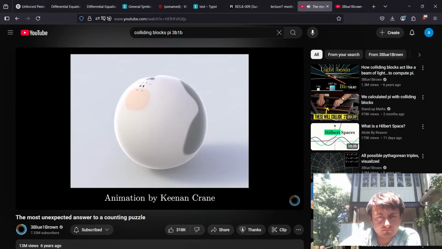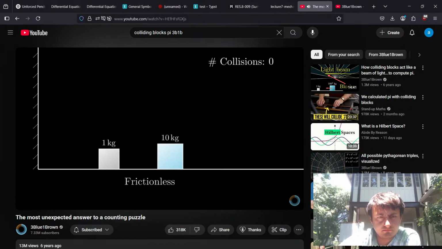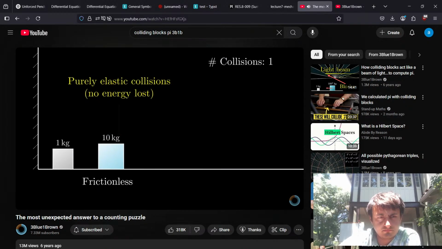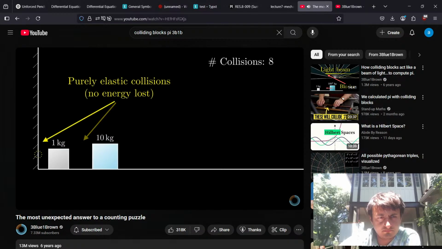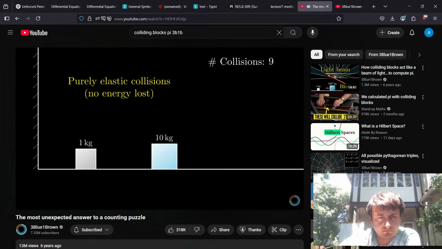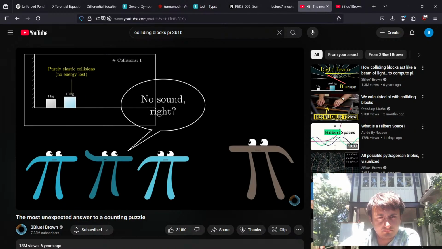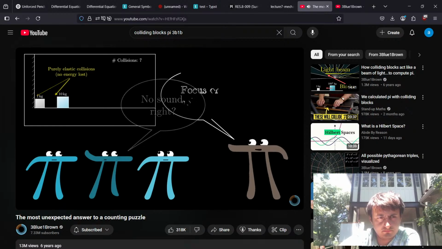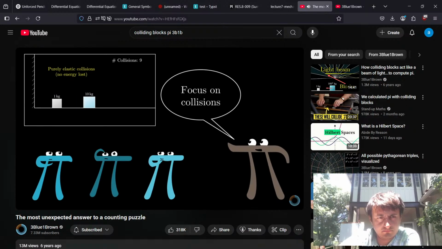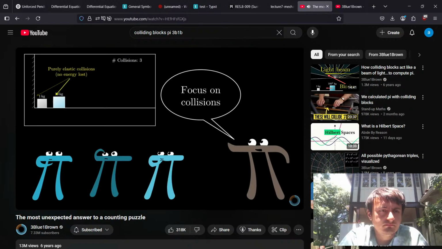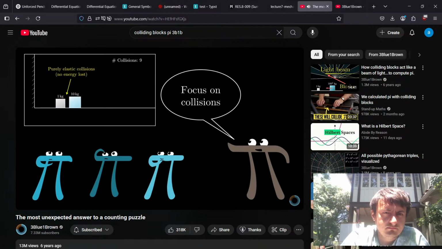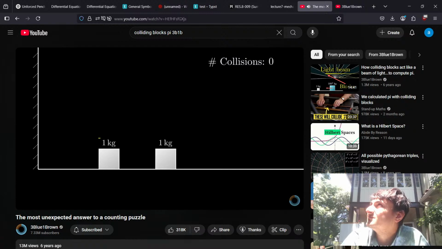Being overly idealistic physicists, let's assume that there's no friction and all of the collisions are perfectly elastic, which means no energy is lost. The astute among you might complain that such collisions would make no sound, but your goal here is going to be to count how many collisions take place. So, in slight conflict with that assumption, I want to leave a little clack sound to better draw your attention to that count. The simplest case is when both blocks have the same mass.